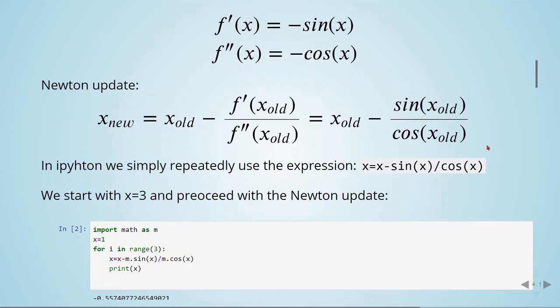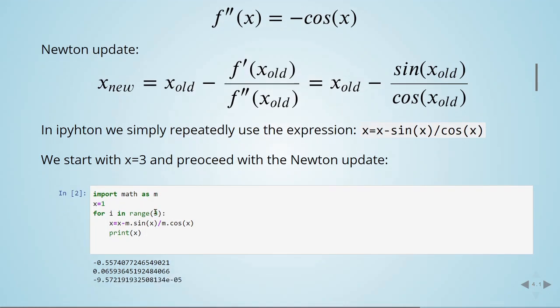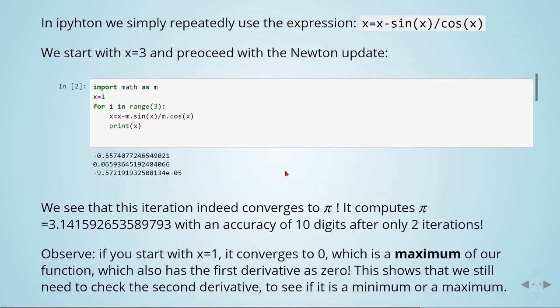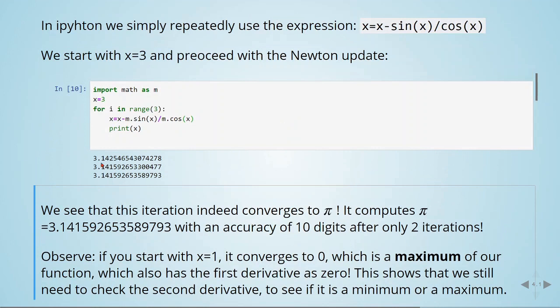And we can also do this in Python. So this time our starting point will be equal to 3, and then we will run this iteration where x new equals x old minus the sine divided by the cosine, and we see that this iteration indeed converges to pi, and it computes pi equal to 3.14 with an accuracy of 10 digits after only 2 iterations. So we can see this: our starting point is equal to 3, and then we do the Newton update, and we have 3.14.